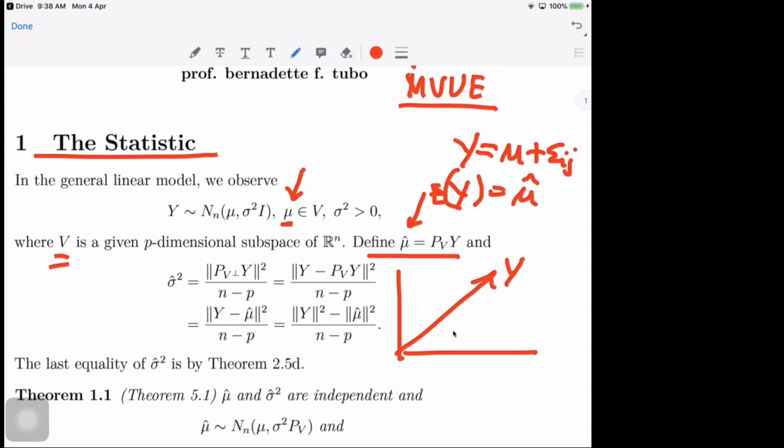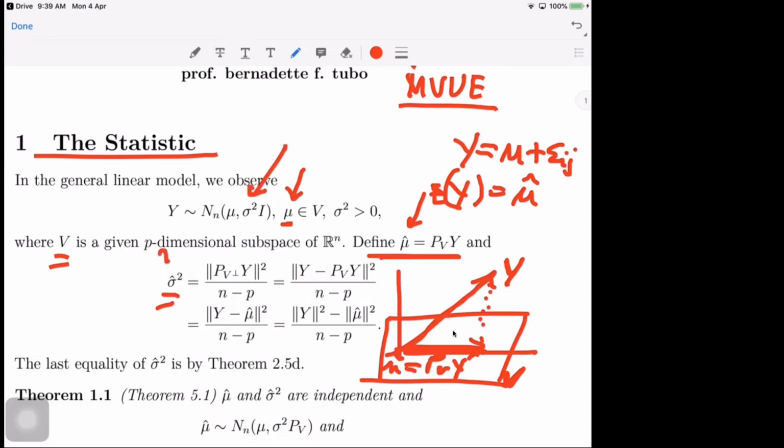Now, by how mu hat is defined, it tells you that you can analyze the y with respect to a subspace V by looking at its projection. So mu hat is actually the projection of y onto V. And the variance, which is usually unknown, will be estimated by sigma hat square, which will actually be a projection on V perp.